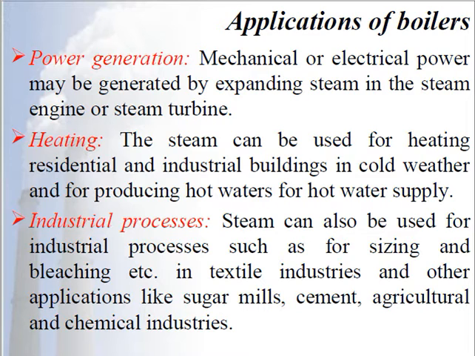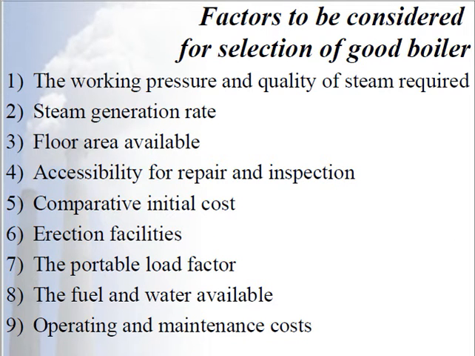Second application is heating. The steam can be used for heating residential and industrial buildings in cold weather and for producing hot water for the hot water supply. Okay, so second application is heating. So we will supply the steam for heating the residential area. Then third application is industrial processes. The steam can also be used for industrial processes such as sizing and bleaching, etc. in textile industries, and other applications like sugar mills, cement, agriculture, and chemical industries. That means there are a number of applications of boilers in the industries also.